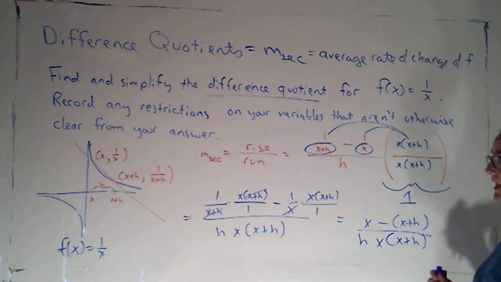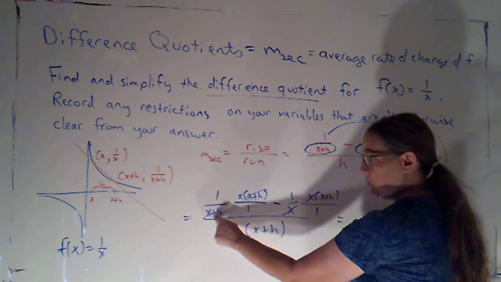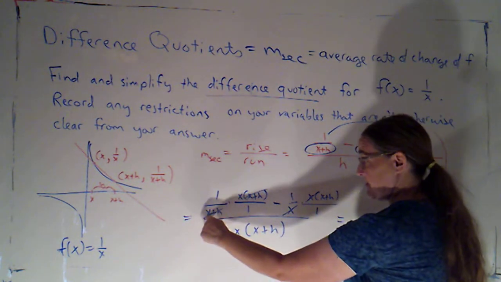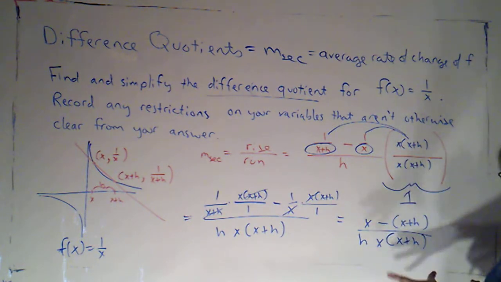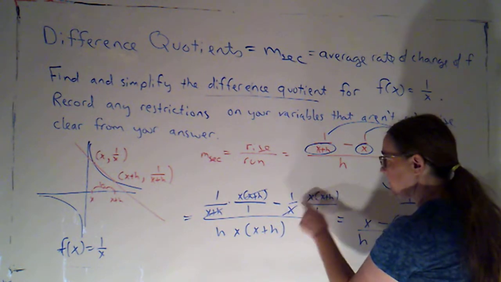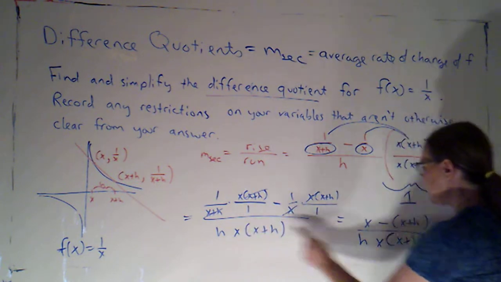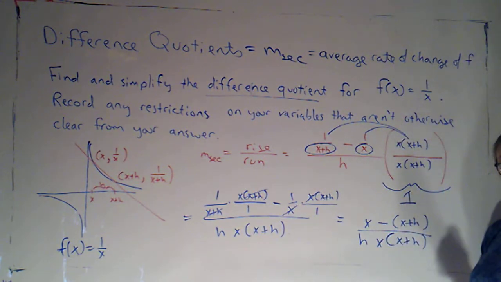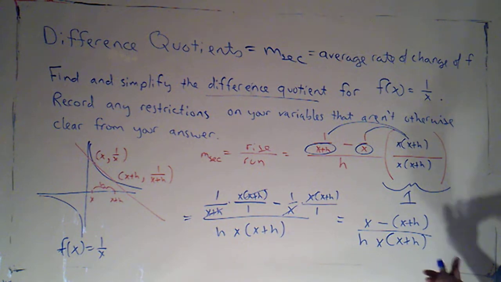Now, you'll notice when I canceled the x plus h here, it was in the denominator. It's not anymore, but it's still in the denominator of the entire fraction. So I can still see by just looking at what I have that x plus h can't be 0. Same thing here. I canceled an x, so it was in the denominator here. It's not anymore, but because there's still an x in the bottom of the entire fraction, I didn't lose the information that x cannot be 0.